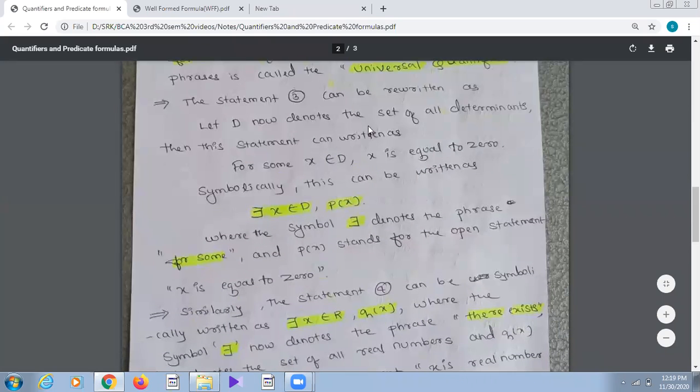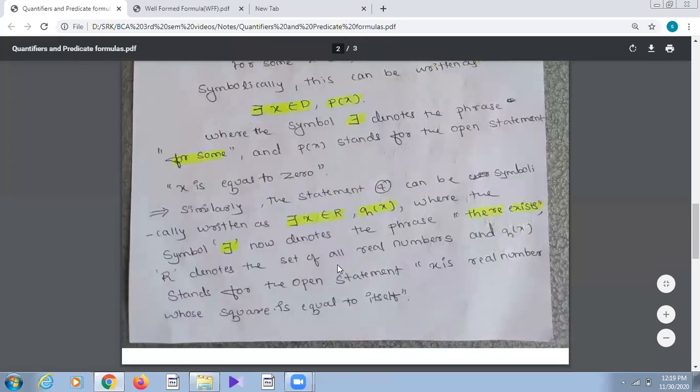D denotes the set of all determinants. Then, for some x belonging to D, x is equal to 0. Symbolically, x belongs to D, P of x means the open statement x is equal to 0. P of x stands for x is equal to 0. Whatever the statement is, we write it in symbolic form. Whenever the words for some or there exists appear, we use this symbol, and we can call this the existential quantifier.